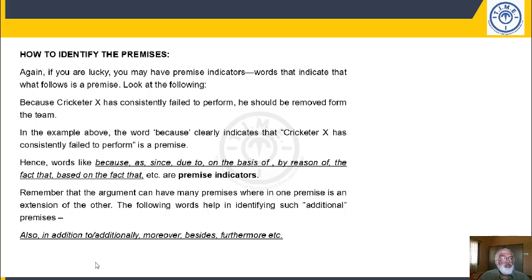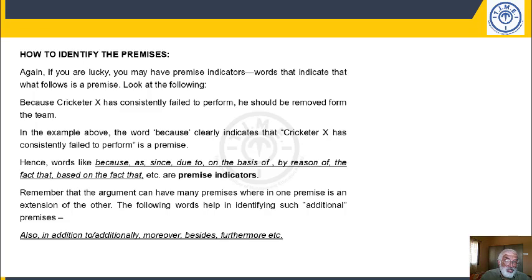So over here we have, because cricketer X has consistently failed to perform. So I know because presents a reason. He should be removed from the team. That becomes the conclusion. Okay. So because or as or since or due to or on the basis of or by reason of, all of these are premise indicators. And you could also have additional information provided through in addition to, additionally, moreover, besides. So all of these indicate that a certain amount of basis is being provided.